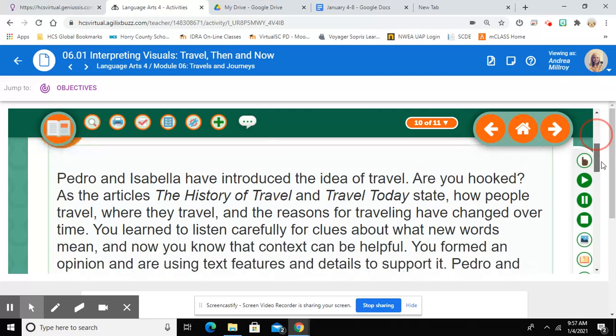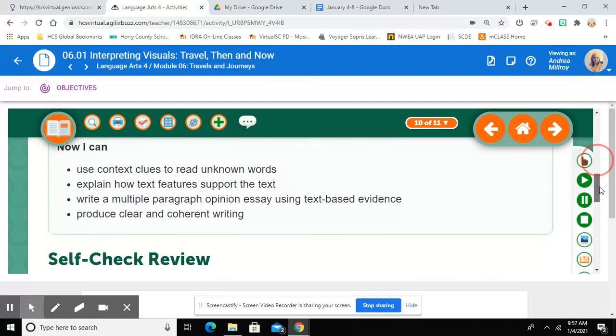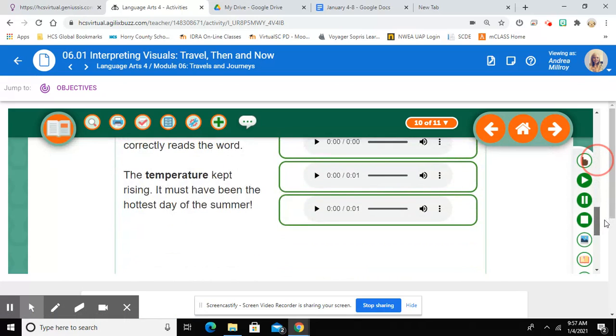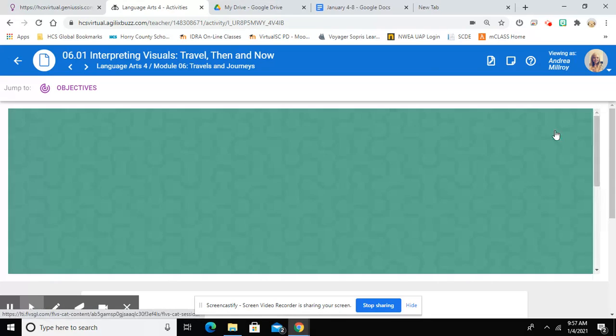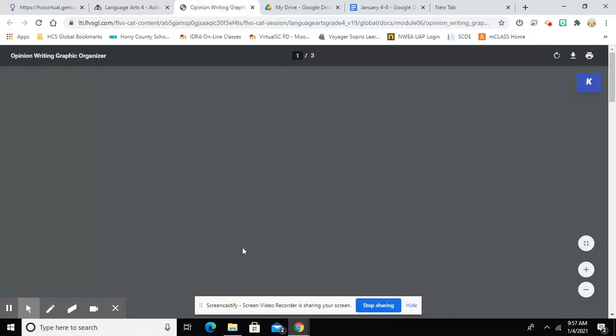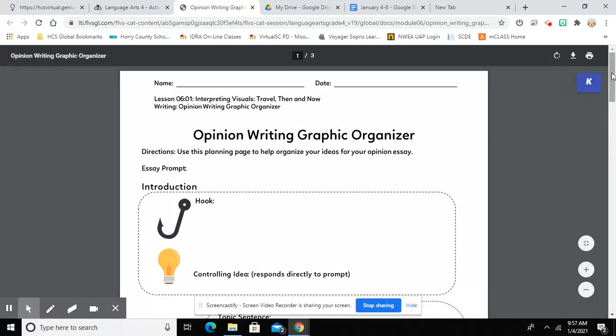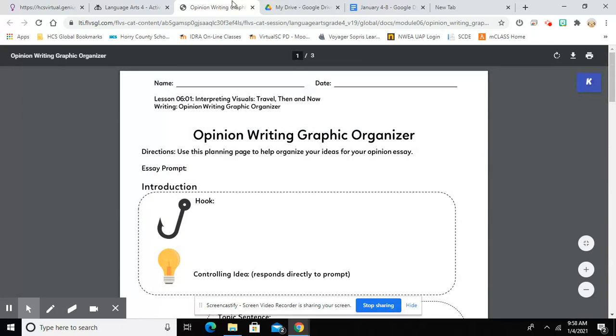A lesson summary. These are the 2 stories that I read to you, The History of Travel and Travel Today. Here's your self-check, which I want you to complete. Your assignment is your writing graphic organizer. You will be getting a feel for writing an opinion essay.